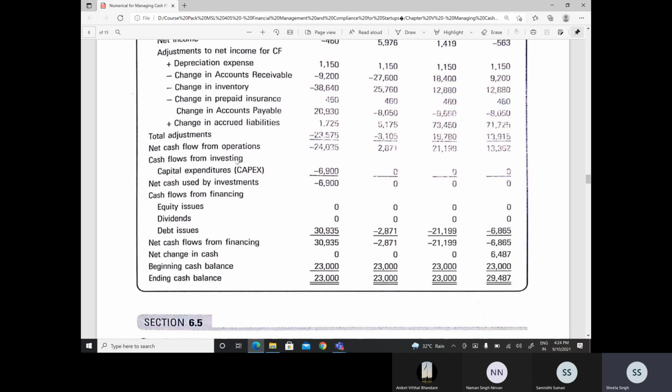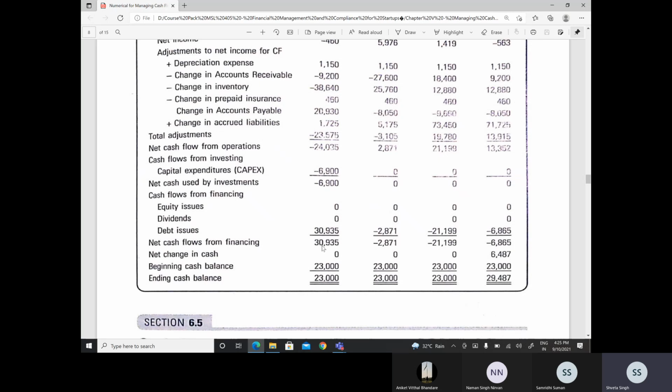Now let us look at the investing cash flows. We have one capex of 6,900 in April, that is the purchase of the truck. So again, this is an outflow. So this is minus 6,900. From financing, we don't have any equity issue. We don't have any dividends that we have paid. But yes, we have taken a loan, and that is of 30,935.